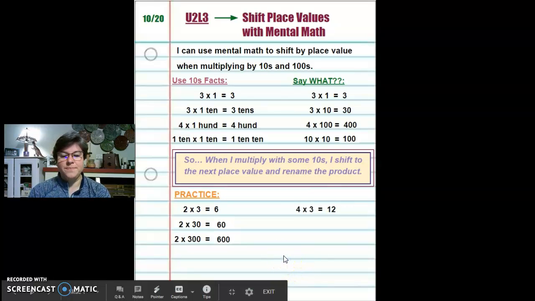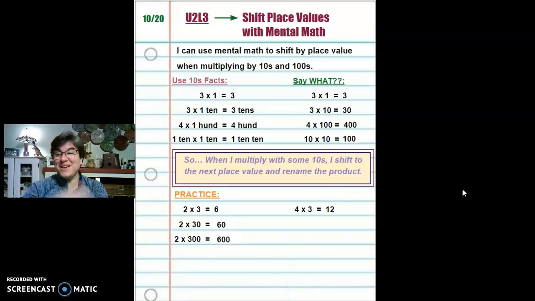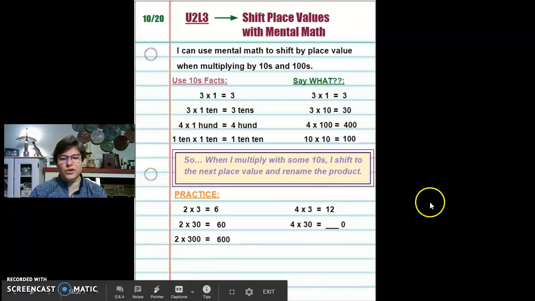Let's try with another one. Do you agree that 4 times 3 makes 12? I hope you do, because on Friday, we were working with some angry cats, and we made 4 groups of 3 angry cats. We had 12 angry cats. They were very angry. Well, what if instead I had 4 groups of 3 tens, right? So instead of 3 angry cats in a group, it was 30 angry cats in a group.